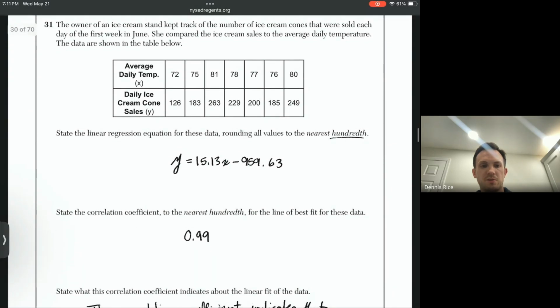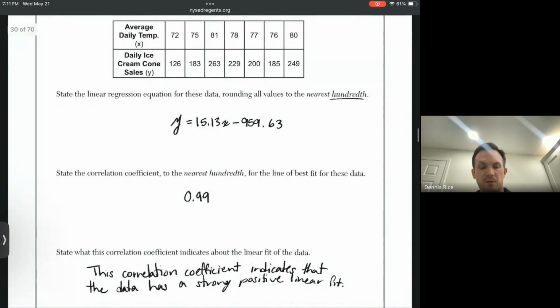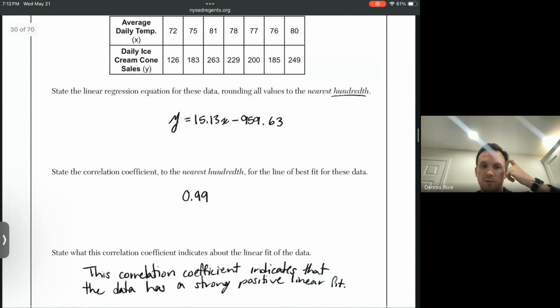Okay, the next one, pretty straightforward. I'm going to fly through this one. I keep referencing this as a layup. This is a free 4 points. You have your table, it's just a matter of typing it in.